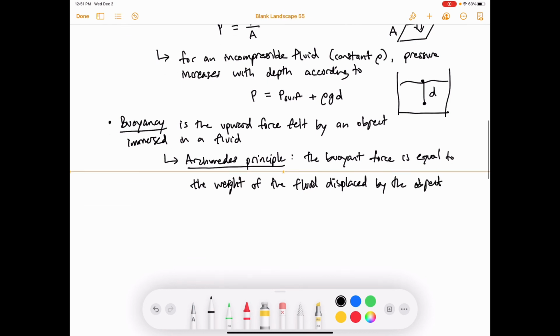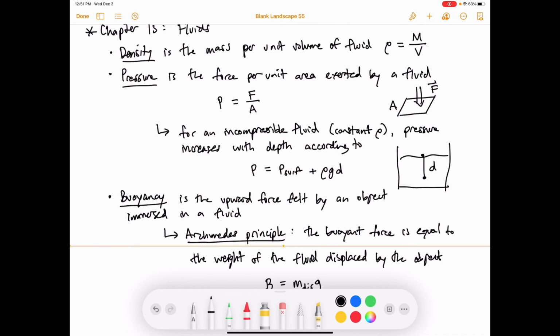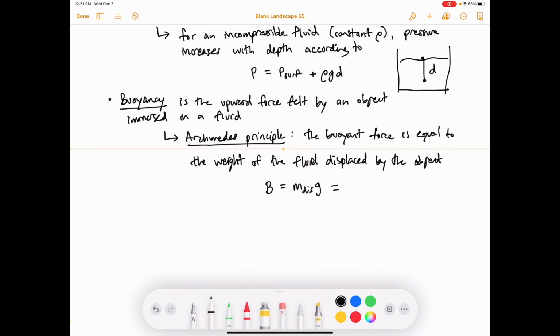So if the buoyant force B is equal to the weight of fluid displaced by an object, remember, the weight is just equal to the mass of displaced fluid times g. But mass is just density times volume, according to the definition of density. So this would also be equal to the density of the fluid times the volume of fluid we displace by having the object in the fluid times g. That's how we calculate the buoyant force.